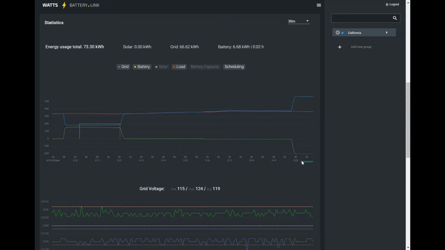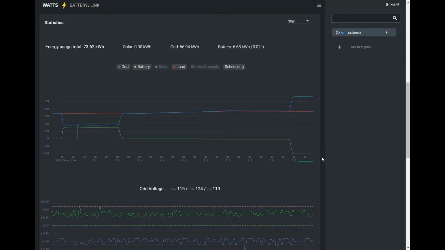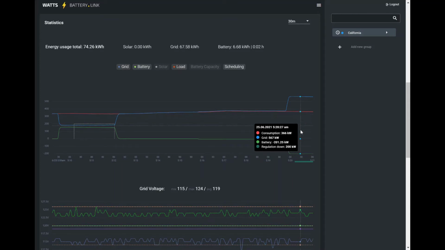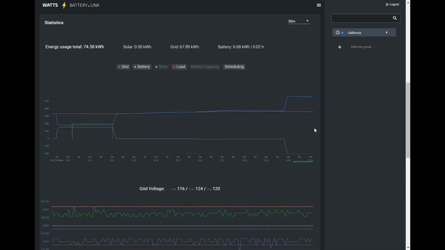It's important to note that in this graph here, the service is denoted with the green bar below the service. So in this particular case, we can see that the regulation down of 200 kilowatts is denoted with this bar that appears below the graph.